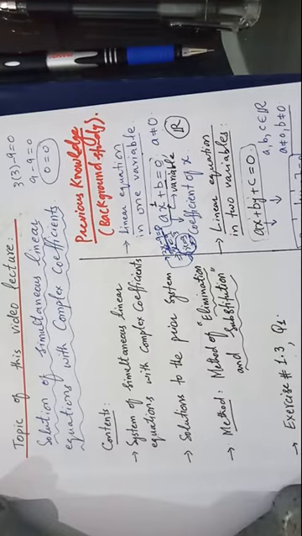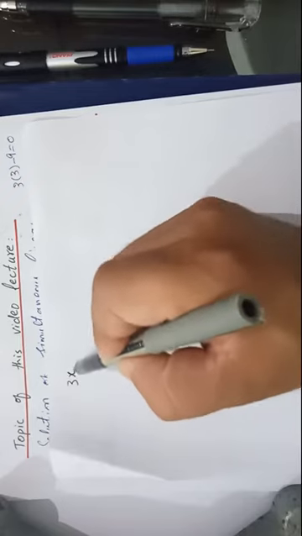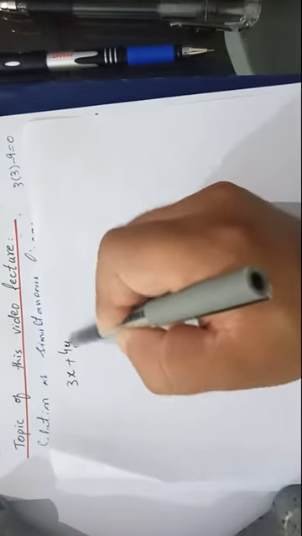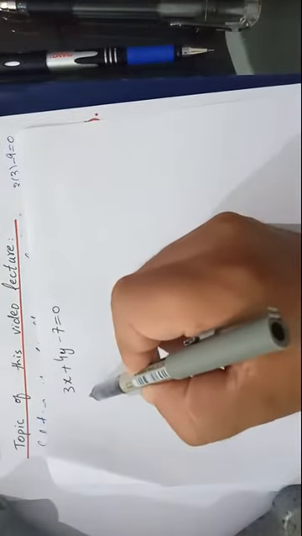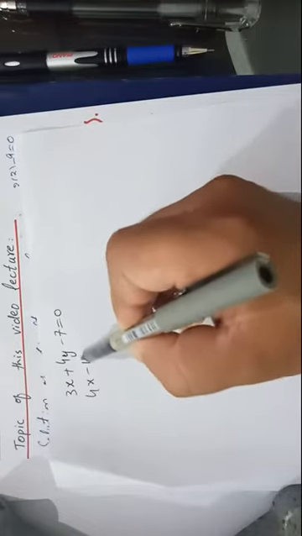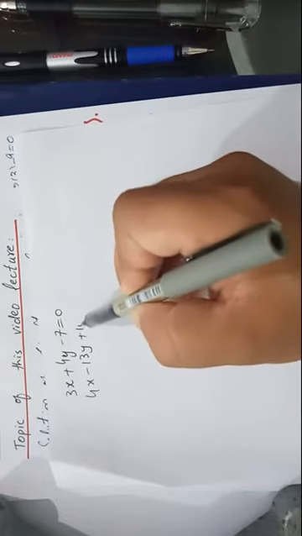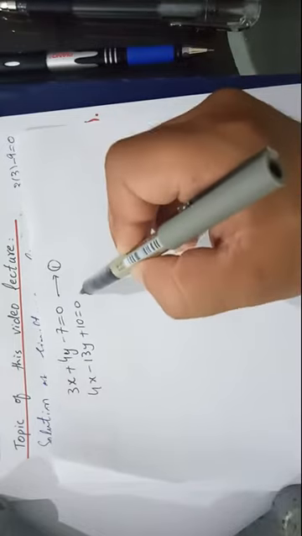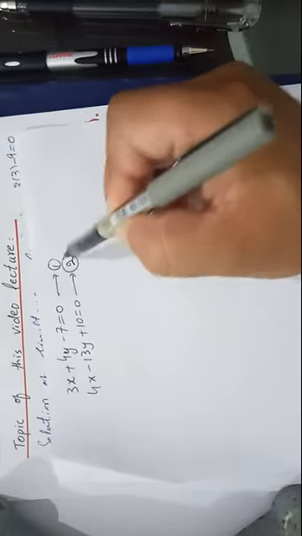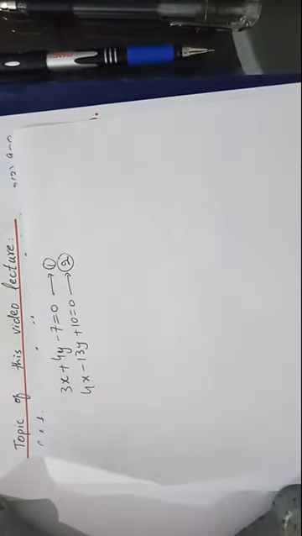Another point: what is a system? Now you see that we consider 3x plus 4y minus 7 equal to 0. This is a linear equation in two variables. Now I am taking another linear equation, let's say 4x minus 13y plus 10 equal to 0. So this is equation number 1, which is a linear equation in two variables. This is equation number 2, which is also a linear equation in two variables.